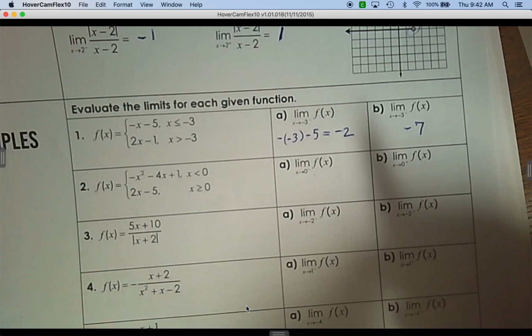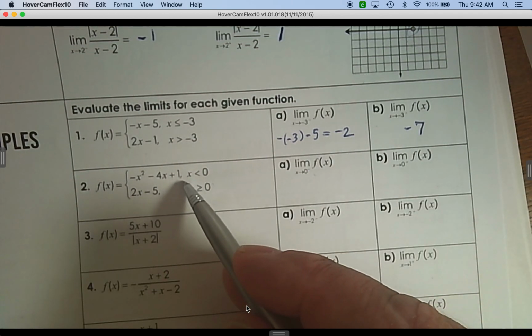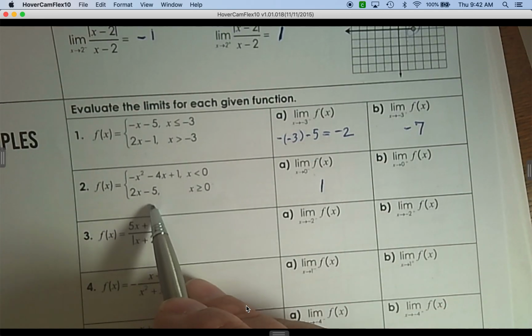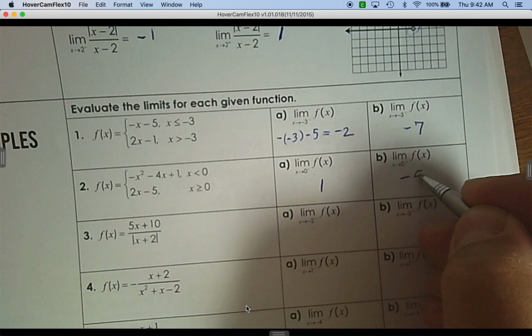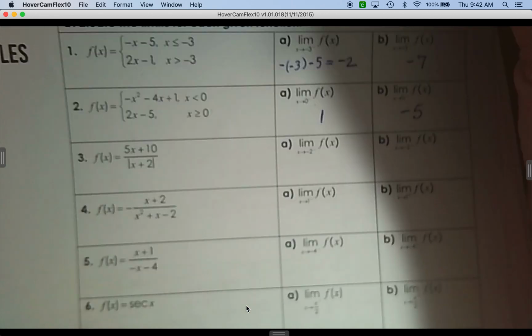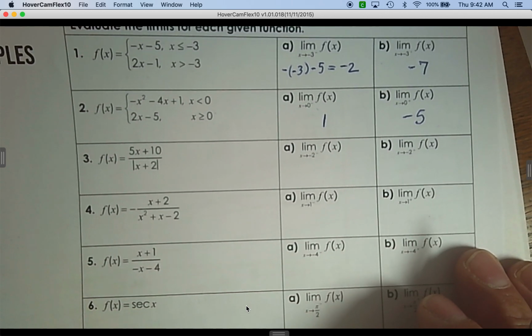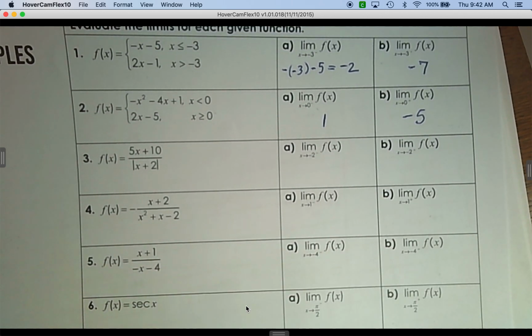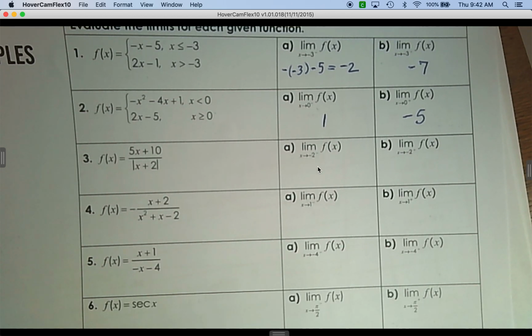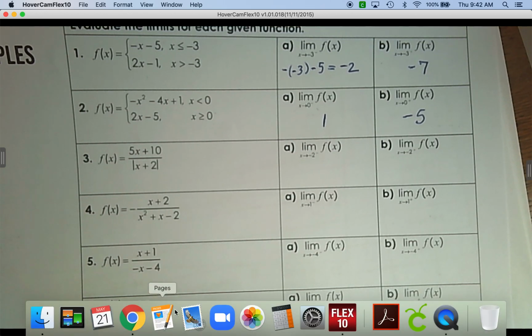Now from the left, I'm going to plug it into the top. So when I plug in 0 to the top, I get the answer 1. If I plug in 0 on the bottom, I get the answer -5 for the limit. Now, some of these I'm going to need a graph to help me out here. So 5x plus 10, and then x plus 2, and then what's happening at -2? So if I just plug in -2, I'm not going to get an answer. It's going to be undefined.